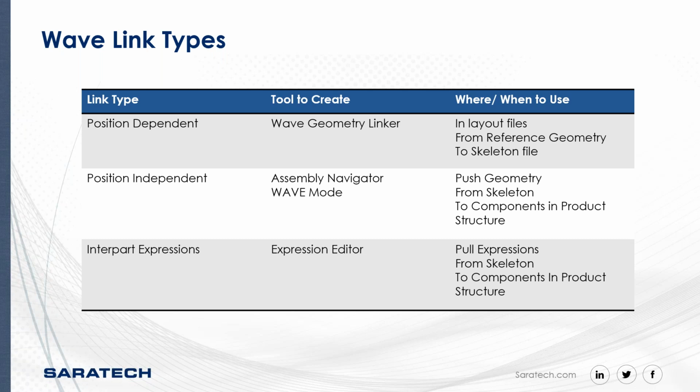Then we have interpart expressions. So these are your formulas, your expressions handled at your part level that get pushed down to your different components. We'll see an example of that being used where the thickness of a part is captured in an expression and then pulled into a different part. So that relationship is kept. You're not pulling bodies, you're not pulling surfaces. Instead, you're pulling an expression that can be managed at a higher level.